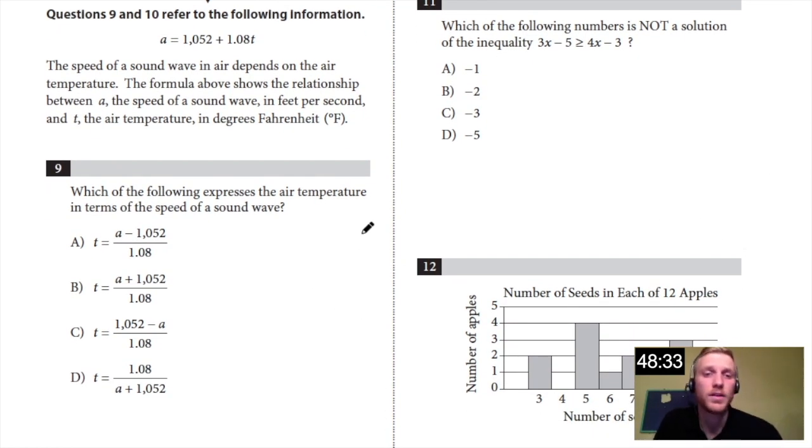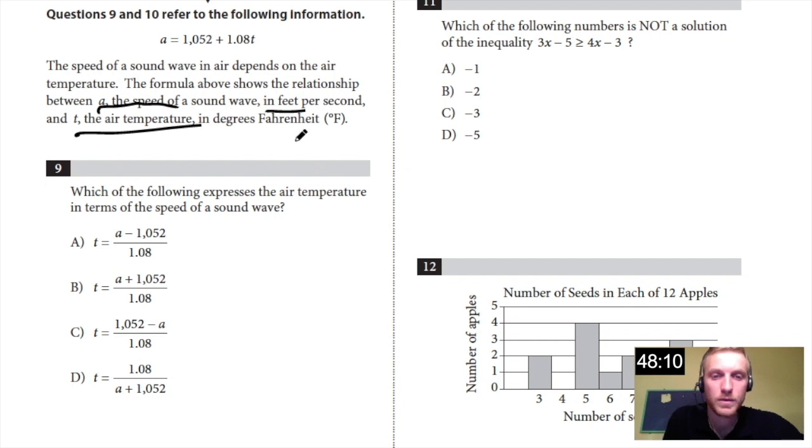All right, questions 9 and 10 refer to the following information. So we have an equation, A equals 1052 plus 1.08t. The speed of a sound wave in air depends on the air temperature. The formula above shows the relationship between A, the speed of a sound wave in feet per second, and T, the air temperature in degrees Fahrenheit. Which of the following expresses the air temperature in terms of a sound wave?